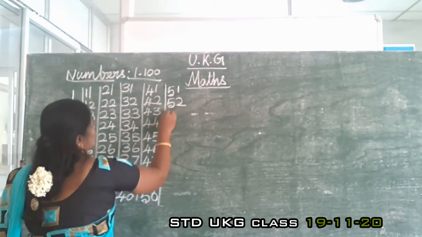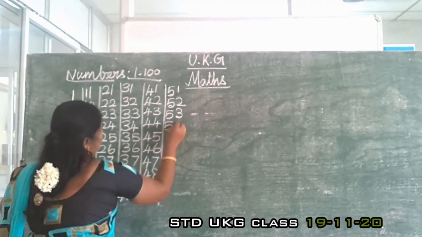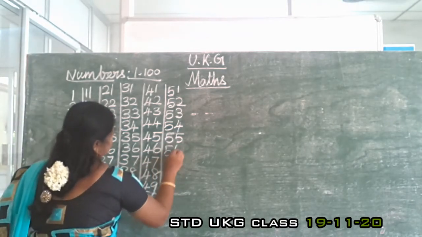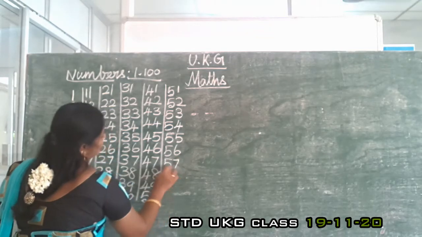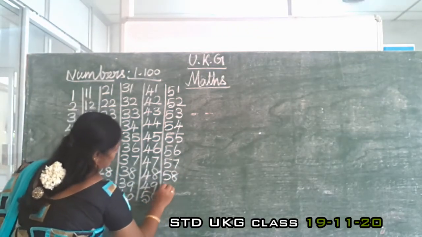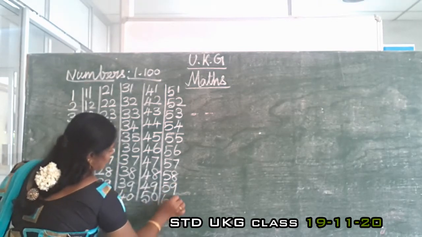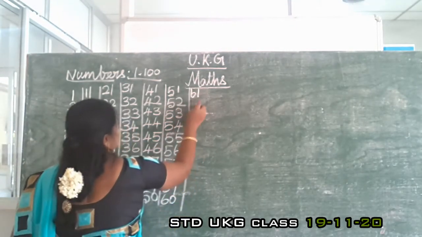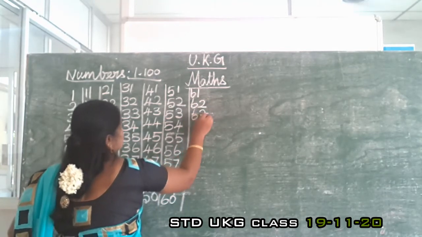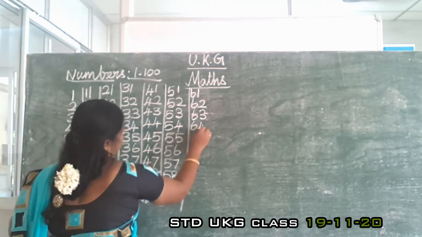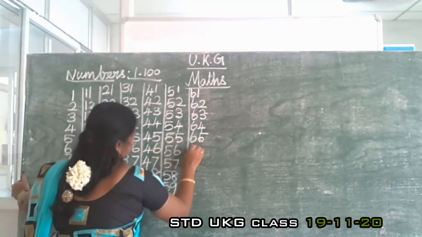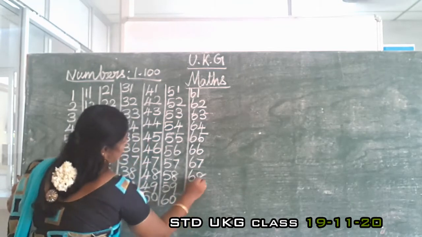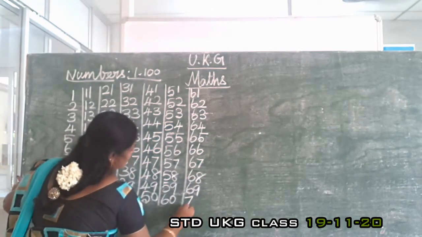51 after 52, 52 after 53, 53 after 54, 54 after 55, 55 after 56, 56 after 57, 57 after 58, 58 after 59, 59 after 60. 60 after 61, 61 after 62, 62 after 63, 63 after 64, 64 after 65, 65 after 66, 66 after 67, 67 after 68, 68 after 69, 69 after 70.